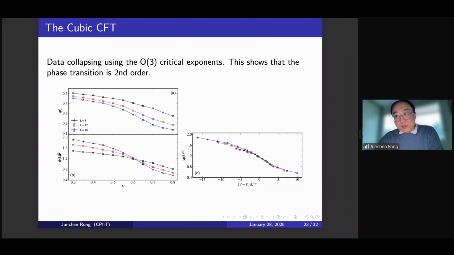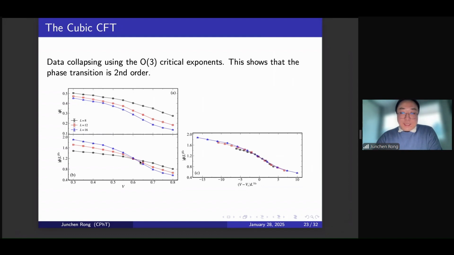These are the two exponents determined by delta phi and delta epsilon. Okay, and you find that they meet at a single point. This would be a signature of a second order phase transition. If you don't have this crossing, usually it's first order.